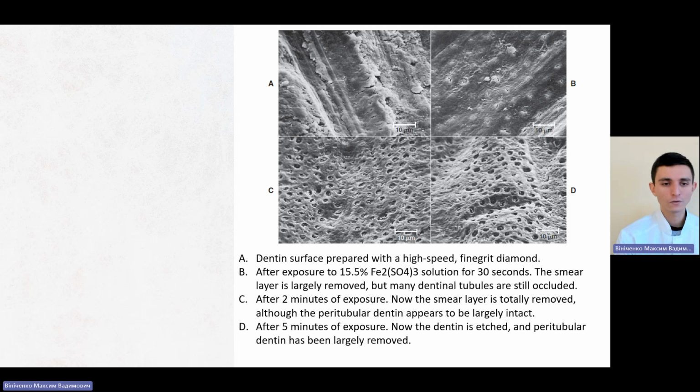On the picture, you can see the dentin surface prepared with a high-speed fine grit diamond. On the next picture, after exposure to 15% solution for 30 seconds, the smear layer is largely removed, but many dentinal tubules are still occluded. After 2 minutes of exposure on picture C, now the smear layer is totally removed, although the peritubular dentine appears to be largely intact. Picture D is that after 5 minutes of exposure. Now the dentine is etched and peritubular dentine has been largely removed.